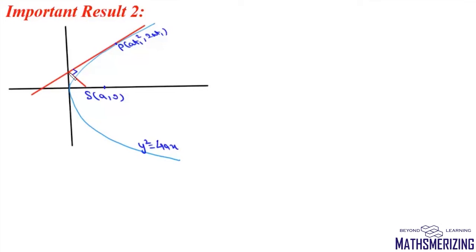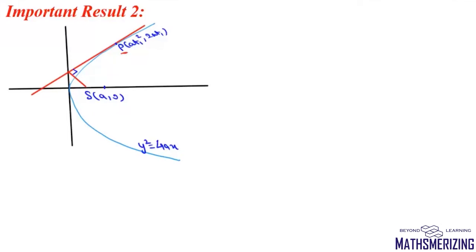Now the second important result that we use in solving problems is that the foot of the perpendicular from the focus on any general tangent to a parabola will intersect the tangent drawn at the vertex of the parabola. So we have this focus and then we have drawn a tangent at P. We'll draw the foot of the perpendicular from S to this tangent. It will always intersect the tangent at the vertex. So we'll prove this result.